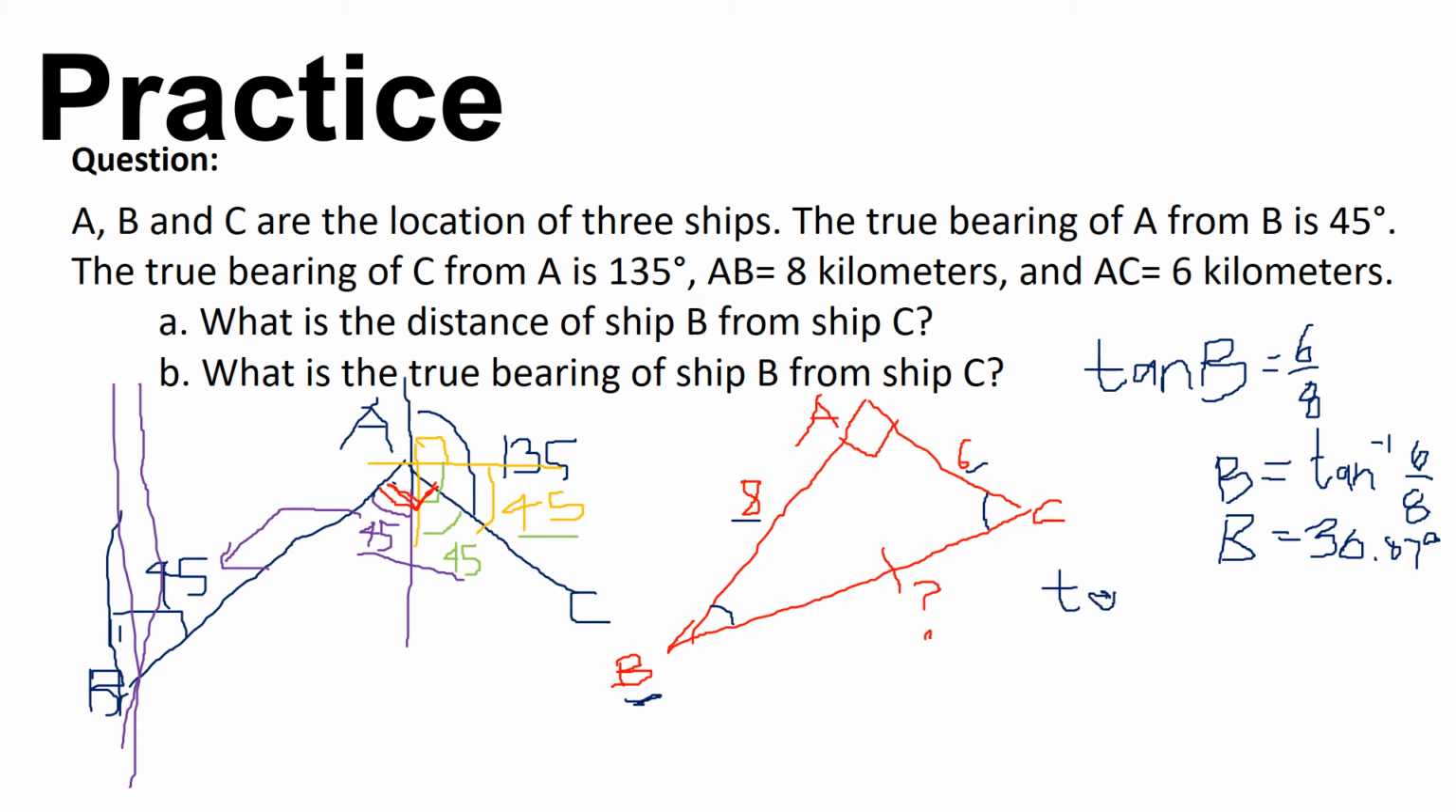Similarly, we can solve for angle C using the same process. Tangent C is equal to opposite over adjacent. The side opposite to C is 8 over the side that is adjacent, which is 6. So using the same process, C is equal to tangent inverse of 8 over 6. So C is equal to 53.12 degrees.